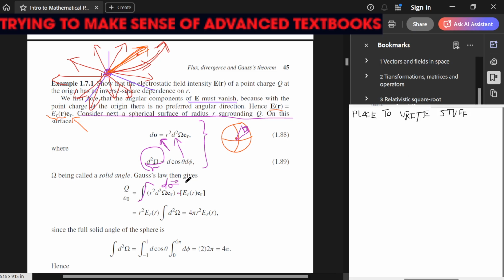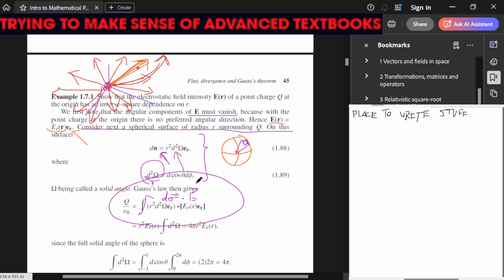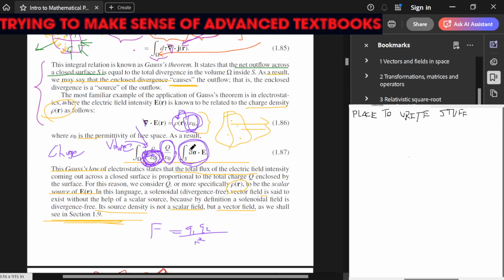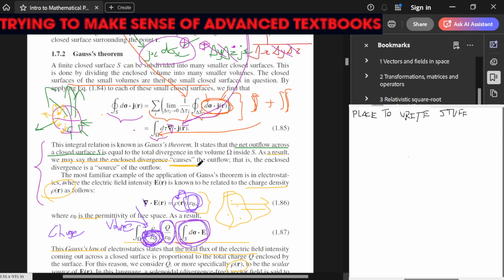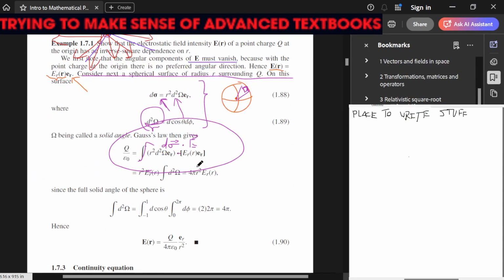So all this, E dot. Again, they put the differential area element before the E again. Anyways. So the dot product: both of them are in the same direction, so there'll be no fraction or anything. It'll just be these two multiplied.